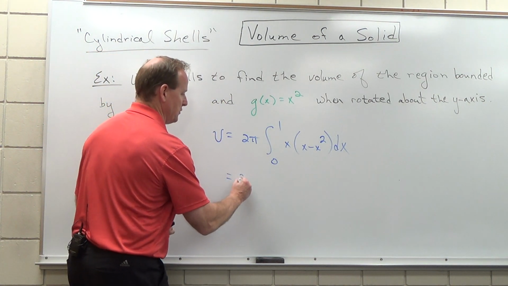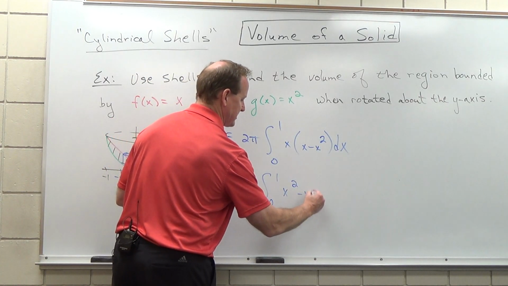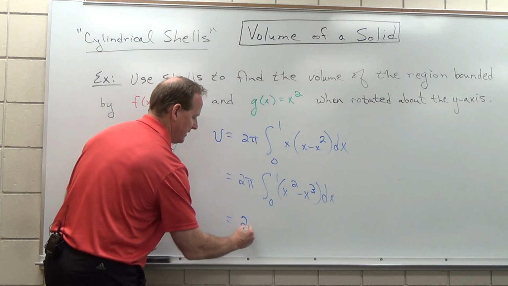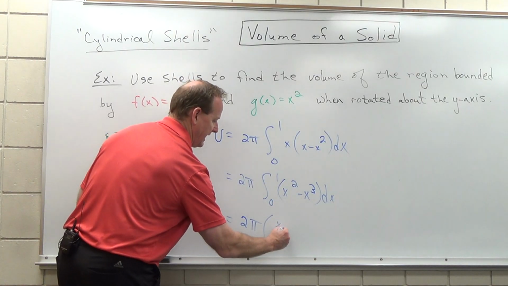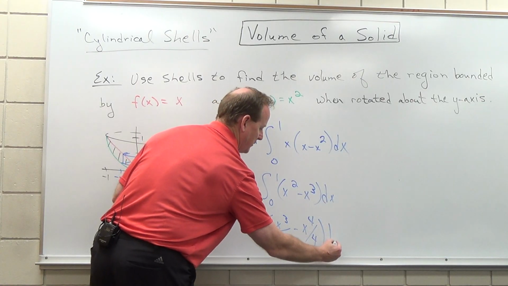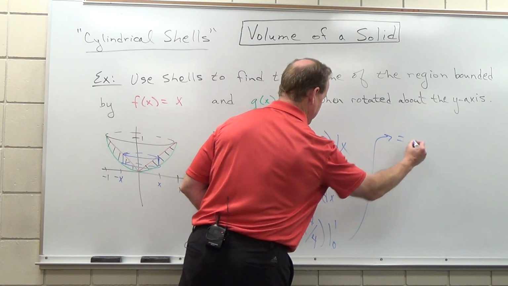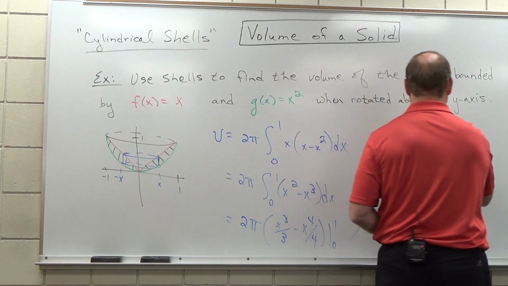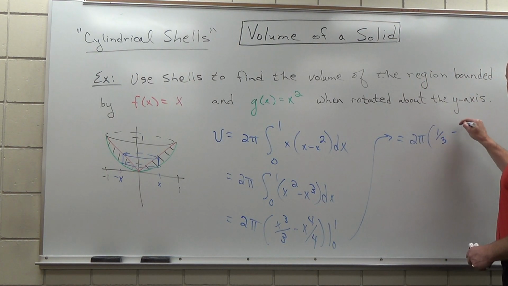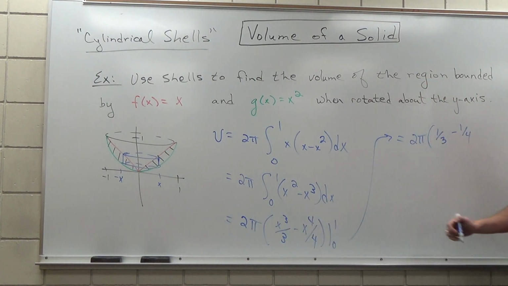This would actually equal 2 pi times the definite integral from 0 to 1 of x squared minus x cubed with respect to x. We can go ahead and take the antiderivative here, and that's going to be 2 pi times x cubed over 3 minus x to the 4th over 4, evaluated from 0 to 1. And then I'll go ahead and do that. So this is going to actually equal 2 pi times, if I plug in 1 for the upper limit, it's going to be 1/3 minus 1/4. And then minus this evaluated at the lower limit, which would be minus 0, right?